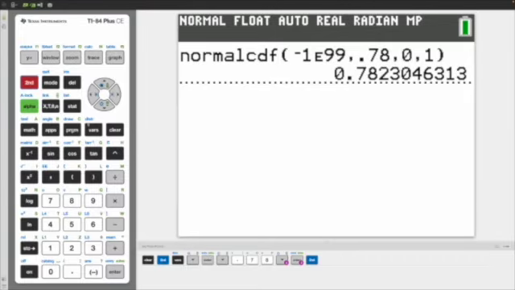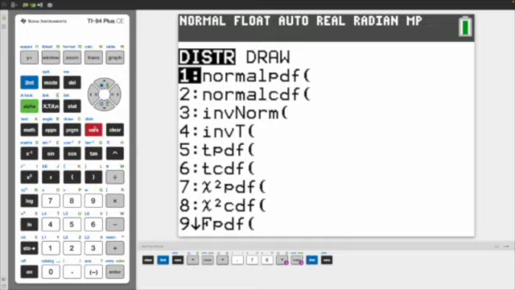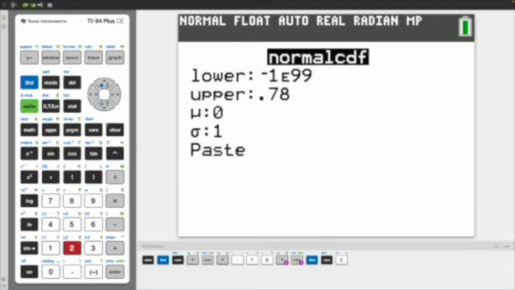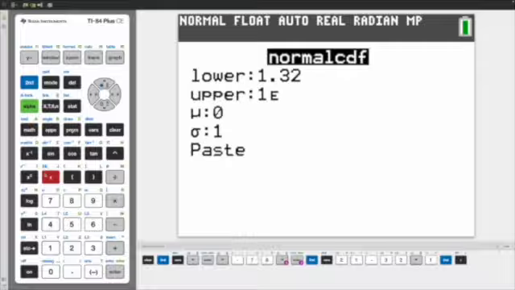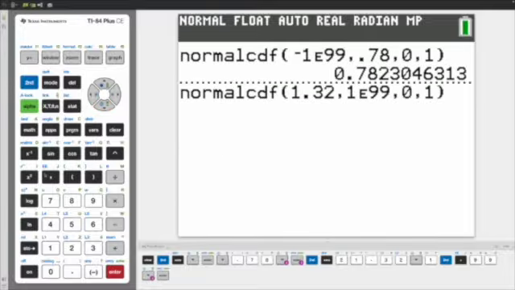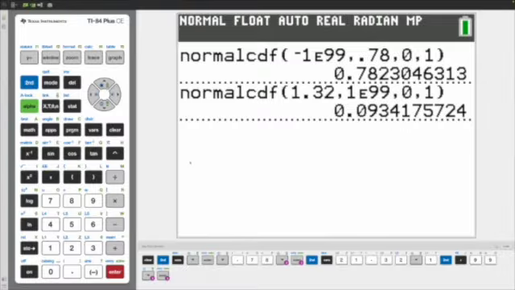So again, second distribution, normal CDF. My lower is 1.32. My upper is 1E, which do not use this green E here. We want this blue EE above the comma. So second E99. Mean and standard deviation stay the same for the standard normal curve. So I'm going to paste that, I'm going to hit enter, and we get 0.0934.